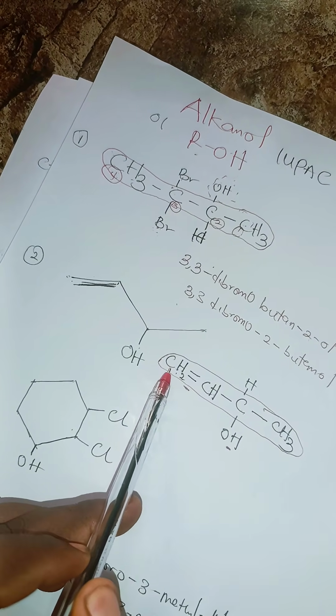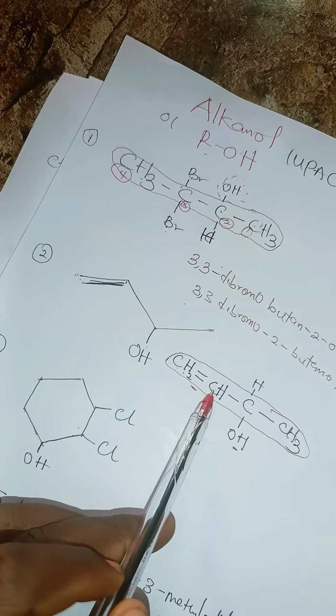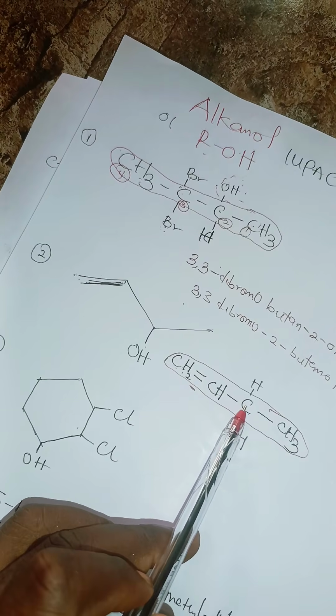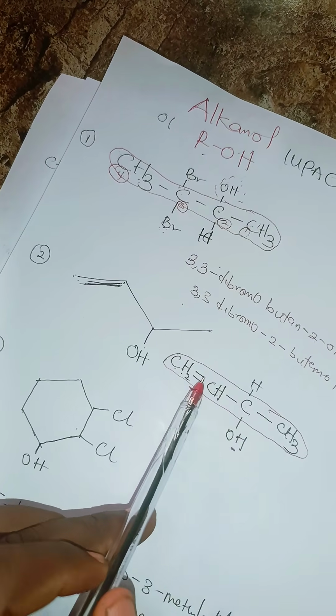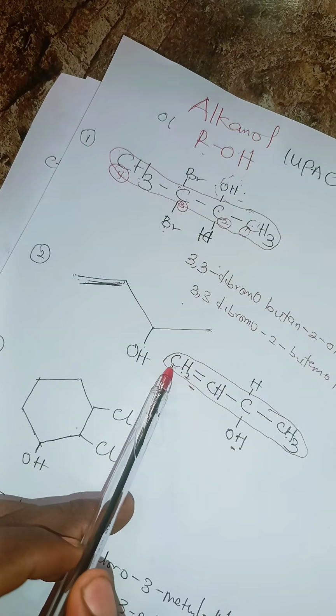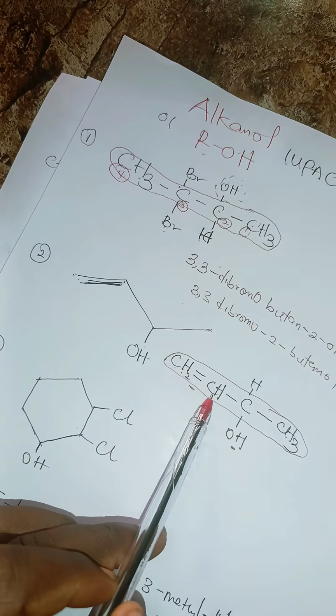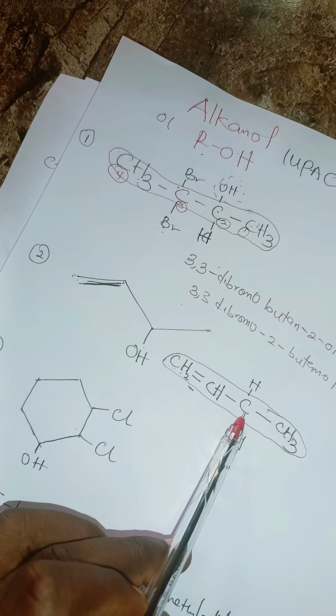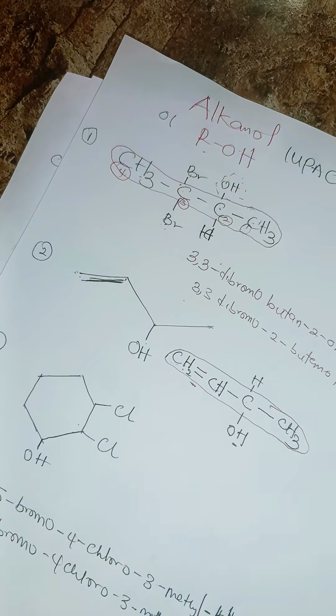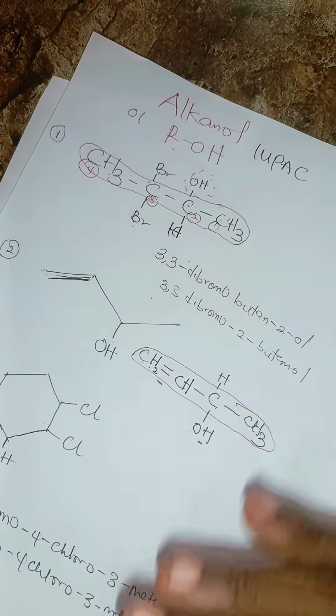If I count from here, double bond will be in position number 1, 2, 3, OH will now be in position number 3. And I told you that OH has more priority than double bond, meaning that I won't count here, because if I count here, my double bond will be favored at position number 1, this will be 2, then this OH will be 3. So I won't do that. I want the OH to have the smallest possible number. So let's count from the other side.